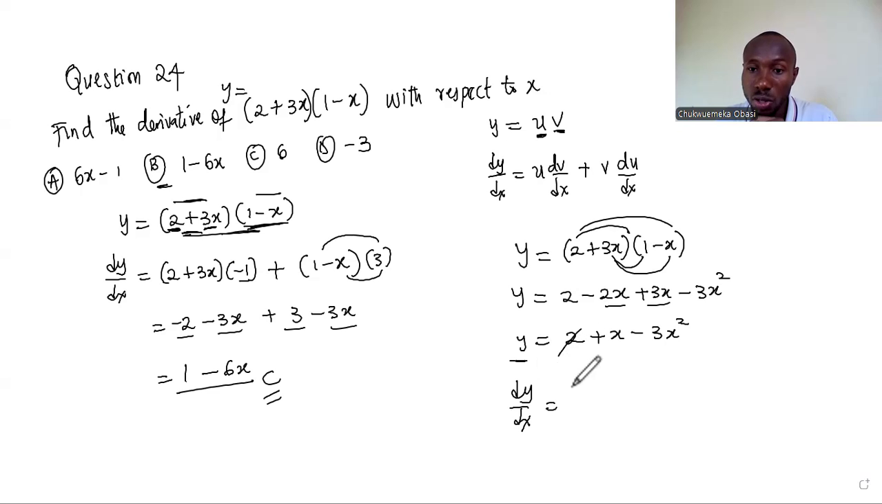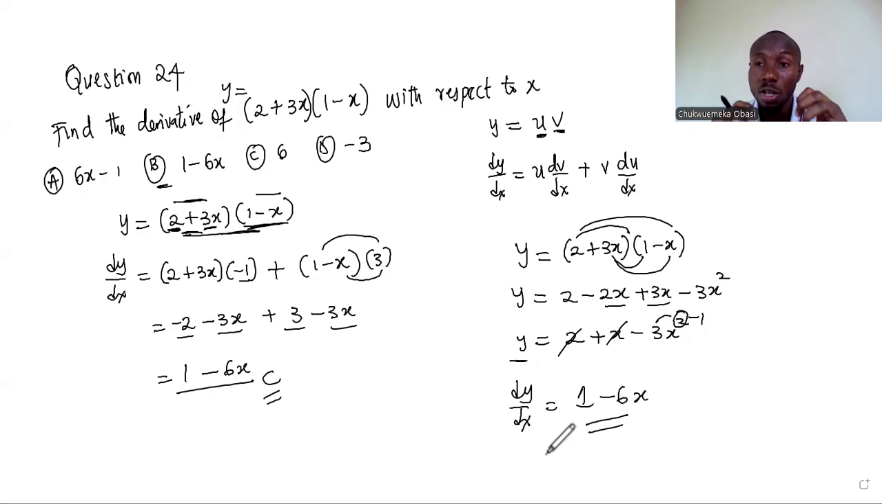Now, if you differentiate 2, you get 0. If you differentiate x, you get 1. If you differentiate this guy, 2 times minus 3 will give us minus 6, and removing 1 from the power gives x to the 1, which we don't need to write. And that is still 1 minus 6x. So any way you want to solve this problem, you're still going to get the same answer. But just be very careful how you simplify your plus and minus. They are very, very important.